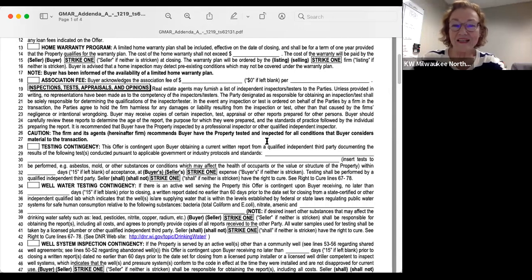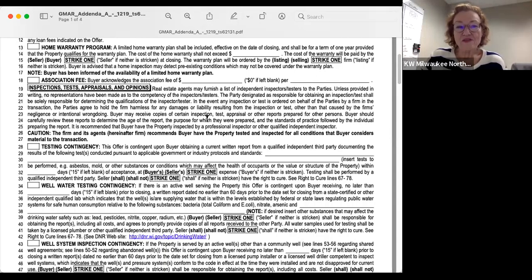A party designated as responsible for obtaining an inspection or test shall be solely responsible for determining the qualifications of the inspector or tester. That's trying to get you off the hook, so you don't get sued if something goes wrong. In the event any inspection or test is ordered on behalf of the parties by a firm in the transaction, the parties agree to hold the firm harmless for any damages. You can see there are probably many lawsuits over this little thing, other than caused by the firm's negligence or intentional wrongdoing. This is important.